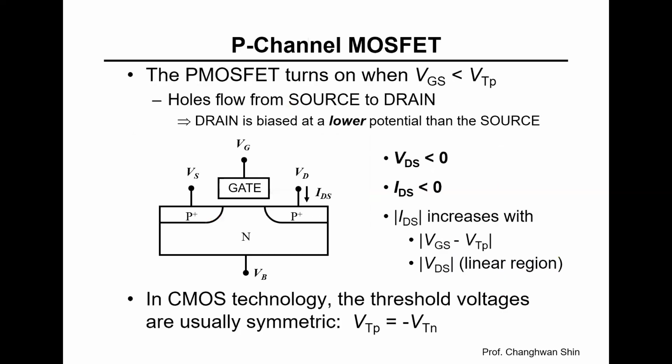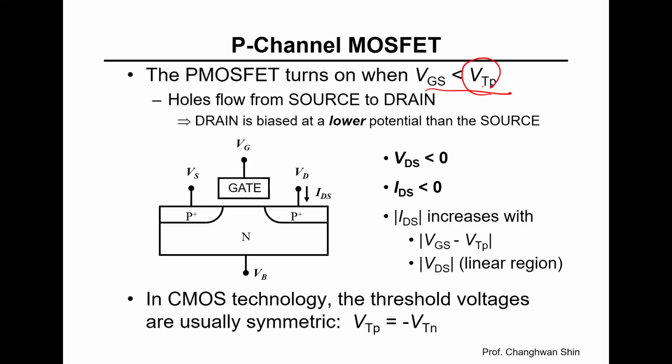Okay. All right. Now let's move on to the p-channel MOSFET. Let's now turn our attention to the p-channel MOSFET from now on, which serves as the complementary counterpart to the NMOS in CMOS technology. The PMOS operates with holes as charge carriers and voltages of opposite polarities compared with the NMOS. The PMOS turns on when VGS is smaller than the threshold voltage of the PMOS, where VTP is a negative value.